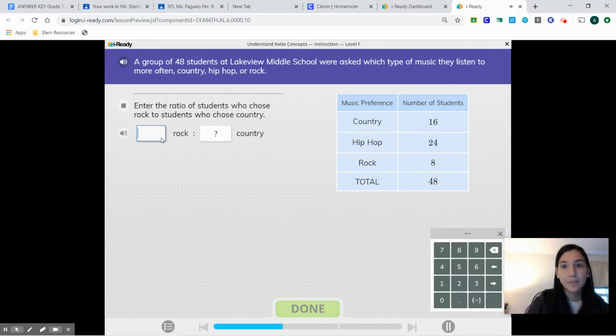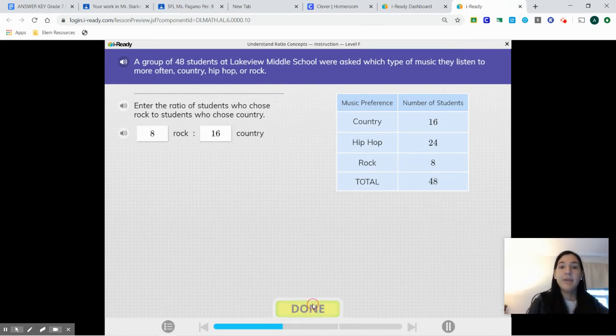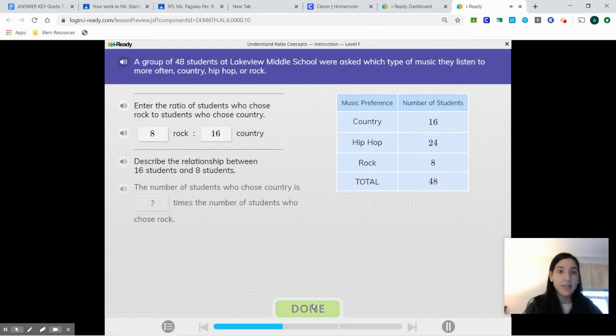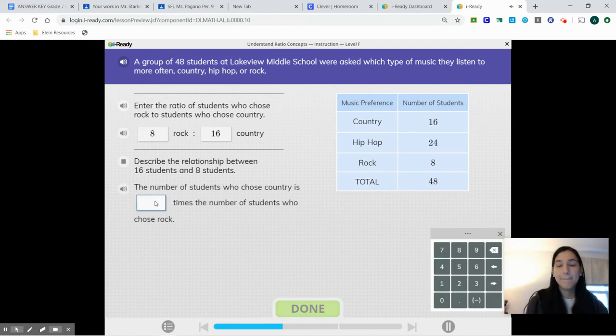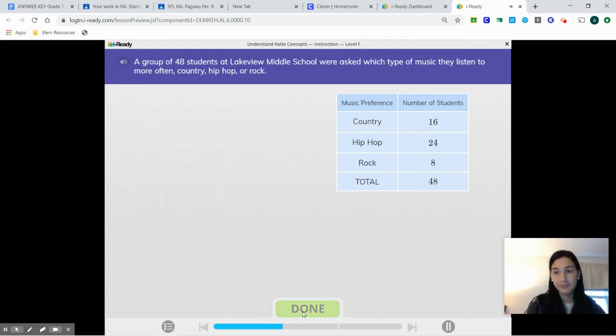Enter the ratio of students who chose rock to students who chose country. Okay, rock is 8 and country is 16. And now think about that relationship from 8 to 16. Describe the relationship between 16 students and 8 students. And it's going to be 2, so we'll type that in. And we're good.